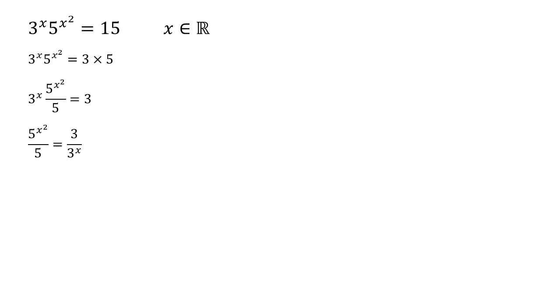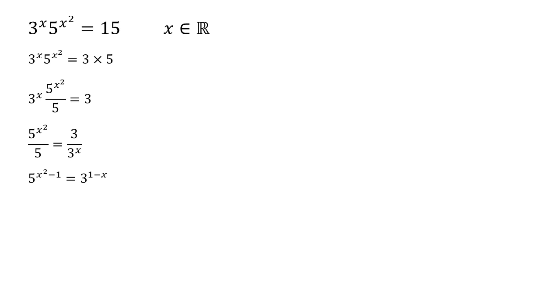Now remember, with our indices, if we're dividing, then we're going to take the indices away from each other. So on the left, we've got 5 to the power of x squared over 5, which is 5 to the power of 1. So that's going to become 5 to the power of x squared minus 1. Likewise, on the right, we've got 3 to the 1 divided by 3 to the x. So that becomes 3 to the power of 1 minus x.